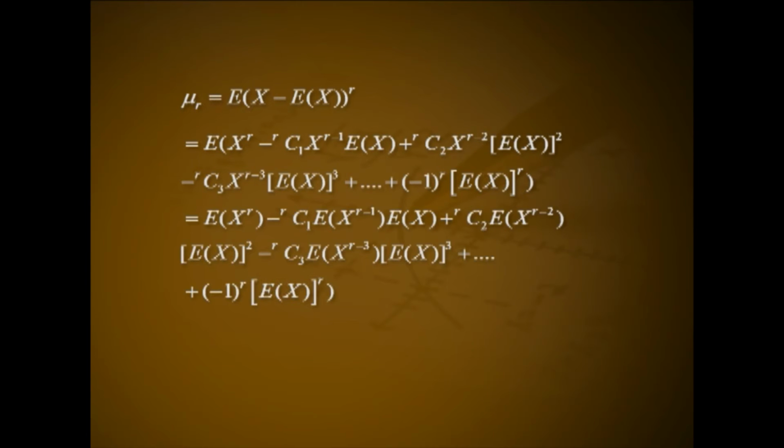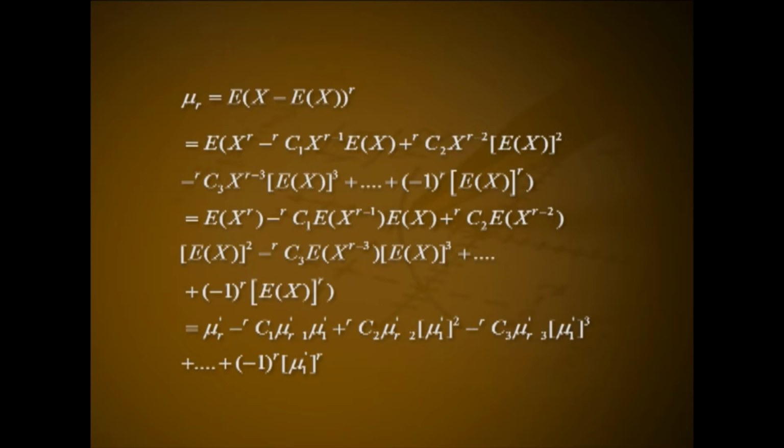That is expectation of x raised to r minus rC1 expectation of x raised to r minus 1 into expectation of x plus rC2 expectation of x raised to r minus 2 into (expectation of x) the whole square minus rC3 expectation of x raised to r minus 3 into (expectation of x) the whole cube plus etc. plus (minus 1) raised to r into (expectation of x) the whole raised to r.